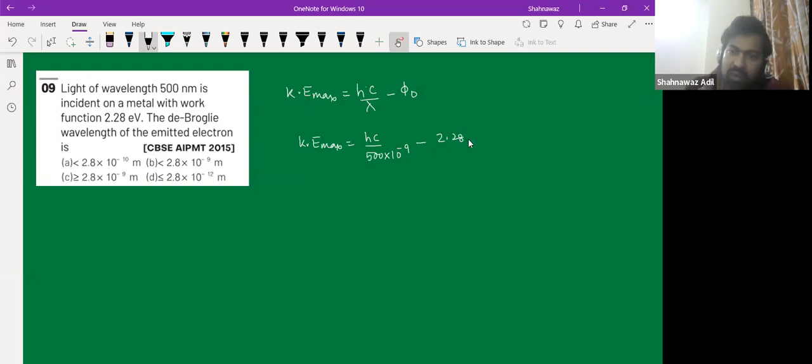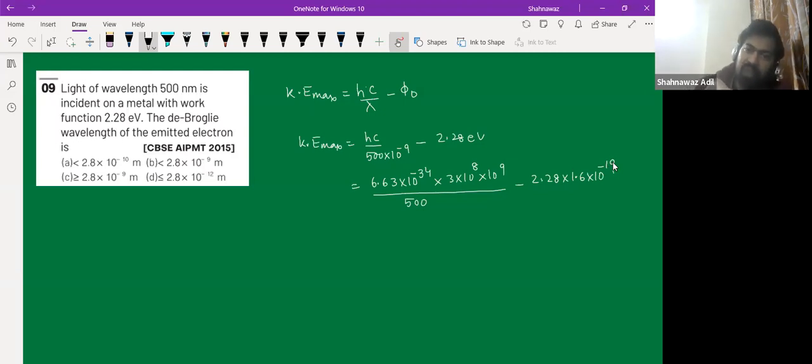So how much is this in electron volt? H is 6.63 into 10 to the power minus 34, and C is 3 into 10 to the power 8, with 10 to the power 9 for the nanometer, divided by 5, minus 2.28 into 1.6 into 10 to the power minus 19. We are writing everything in joules.